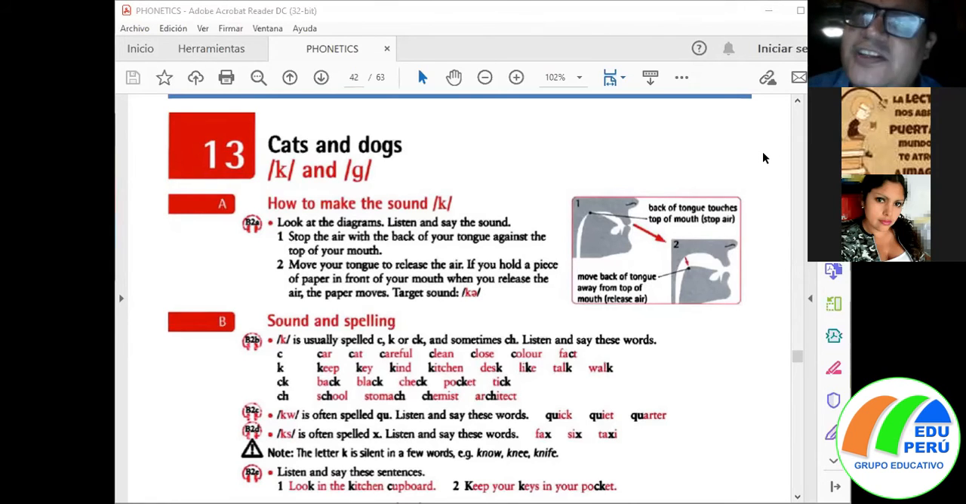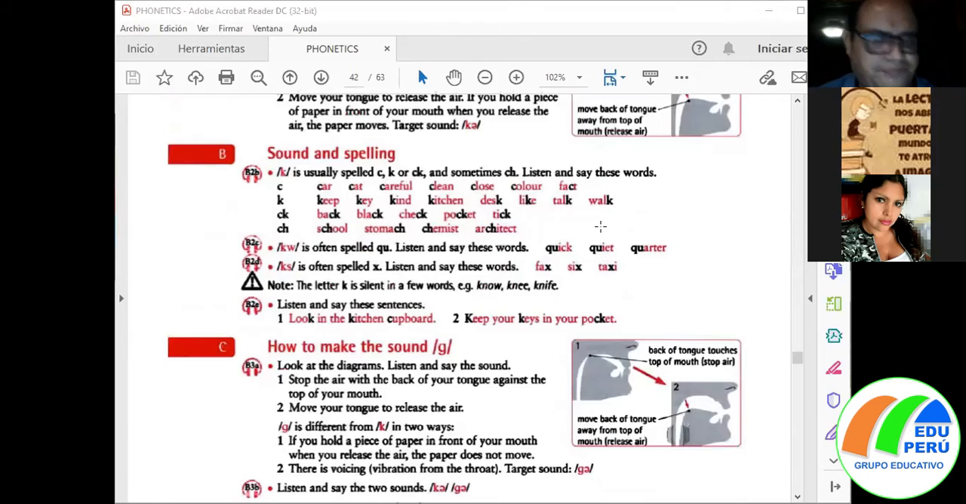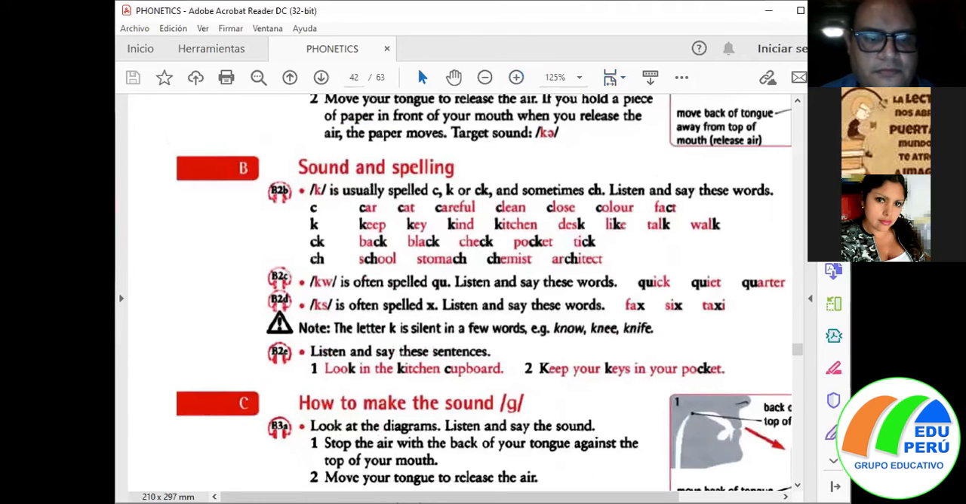Remember, similar to pa and ta, this is produced with aspiration. Notice the paper moves, right? So it means that you produce it with aspiration. Let's pass to the sound and spelling. Ka is usually spelled with the letter C, letter K, or CK, and sometimes with the letter CH.